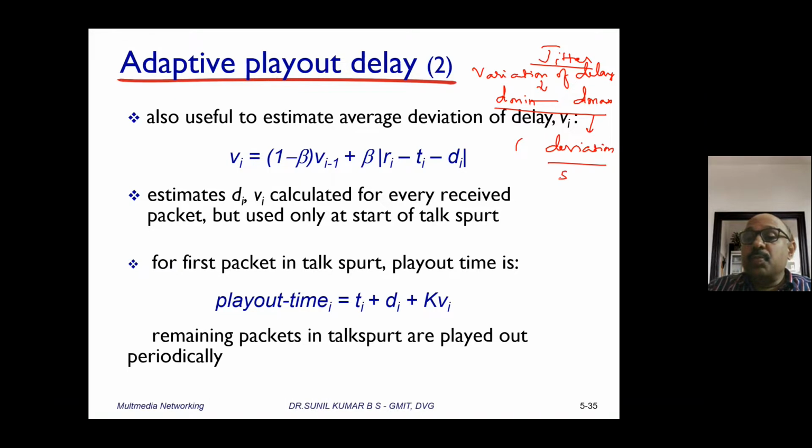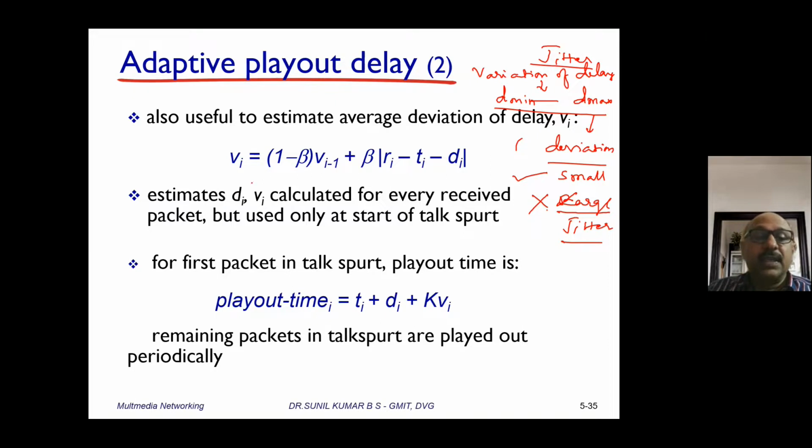If the deviation is small, then it is really good. If the deviation is large, it is not good in the network, because if the deviation is large, jitter is more, and prediction of the arrival of the packet is very, very difficult. Hence, the variation of delay gives the idea about the deviation of the delay.